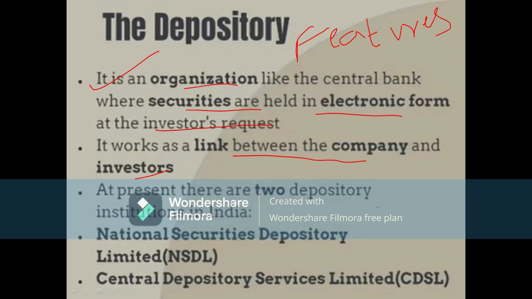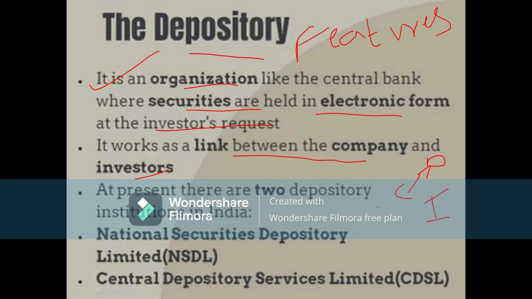Okay, so there is a company and there is also an investor. So if an investor wants to invest in a company, what is the link? Means the depository is the link. See here, the company will be there, the depository will be here, and the investor will be here. The company wants to go for a public issue, so through depositories it will go for the public issue.